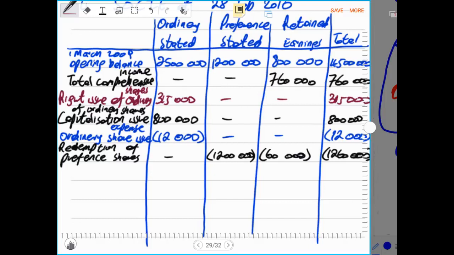Then now the last one is the preference dividends. So now preference dividends are recorded as the full amount.